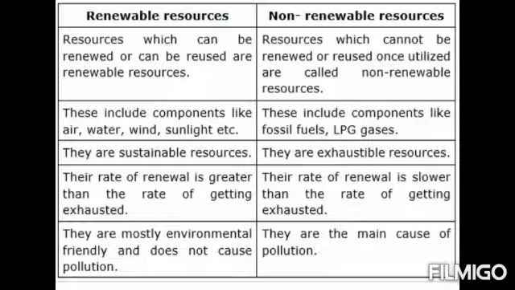Renewable resources are those resources which can be renewed very quickly. It means once you use these resources, they are available to use once again. It doesn't take much time. In a short span of time only, you can use these resources.